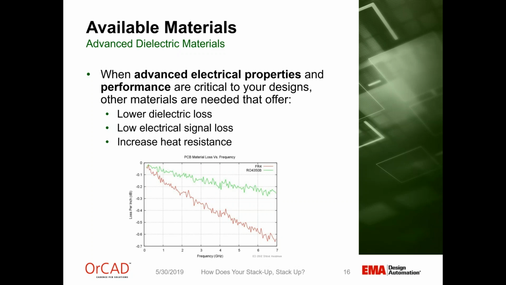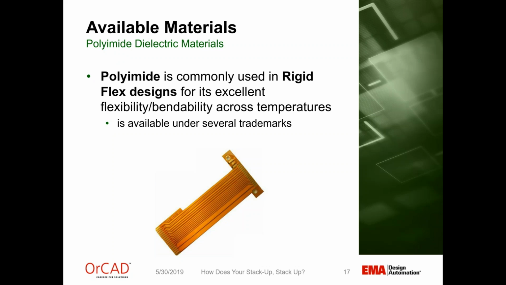You also get an increase in heat resistance. So this has an added benefit with some of those better insulation materials, that you have better heat resistance. Polyimide is the dielectric material that's used in rigid flex designs. So this is the one that's bendable. It's an insulation material that you can bend freely, and that's why it's used commonly in rigid flex design. So excellent bendability across a wide variety of temperatures, and it, like the other core materials that we saw on the previous slide, is available under several different trademarks that you can purchase that type of material from.